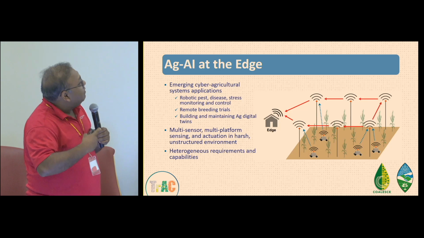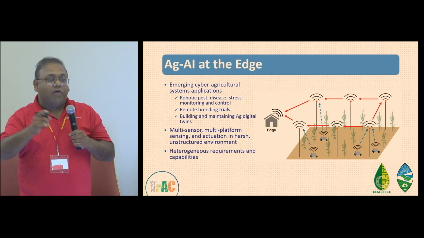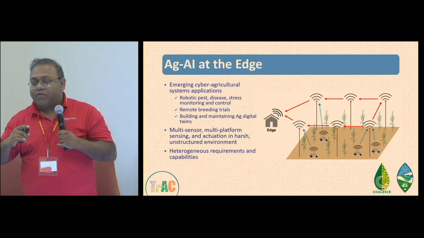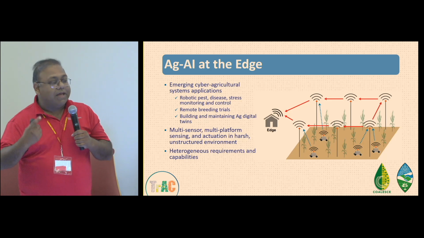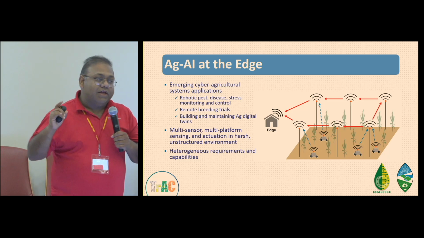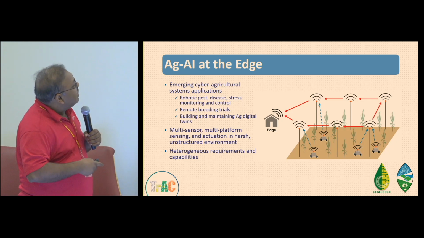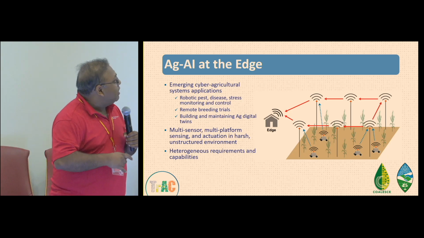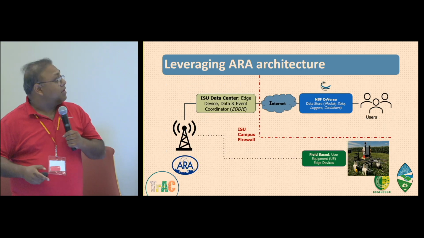And then finally, building and maintaining agricultural digital twins is going one step further. As you are collecting this large 3D data, can you also keep building and maintaining digital twin models that have detailed geometric and biophysical information of these plants, right? So bottom line is we have multi-sensor, multi-platform sensing and actuation, but there are heterogeneous requirements in terms of bandwidth and latency. Different applications have different requirements.